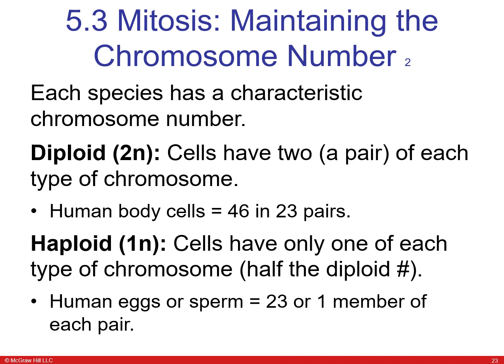So each species has a characteristic chromosome number. Diploid means the cells have a pair of each type of chromosome. Human body cells have 46 chromosomes in 23 pairs. Both the sperm and the egg are haploid, and have one of each type of chromosome. So human eggs or sperm have 23 chromosomes, or one member of each pair.